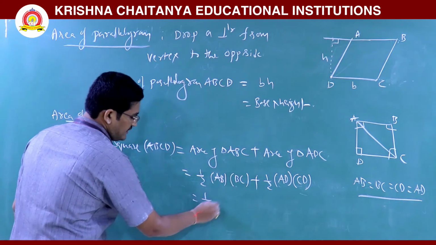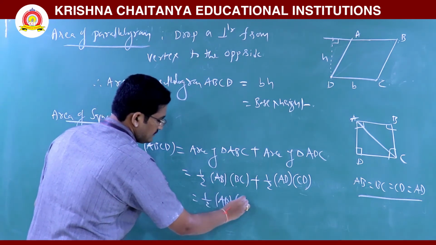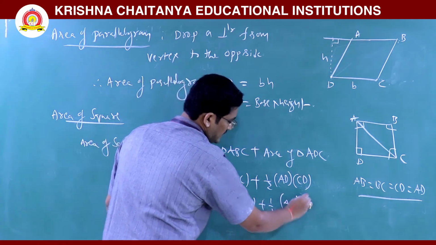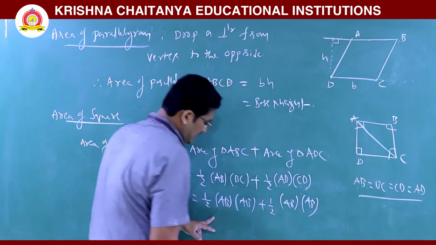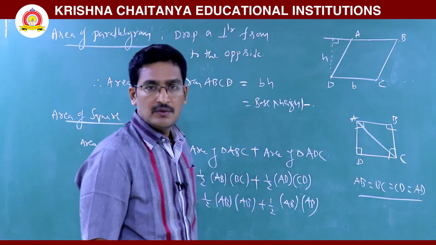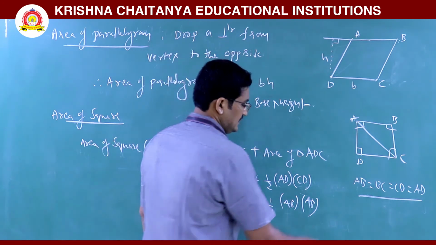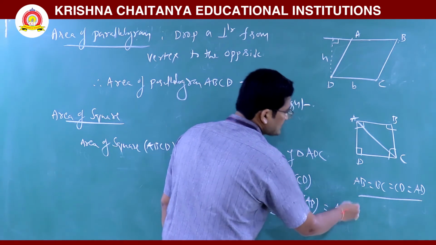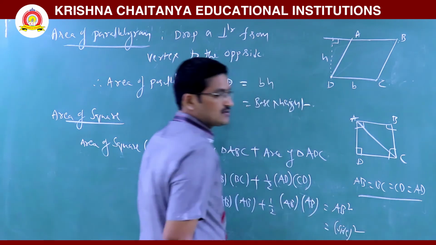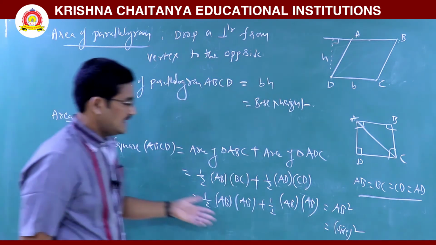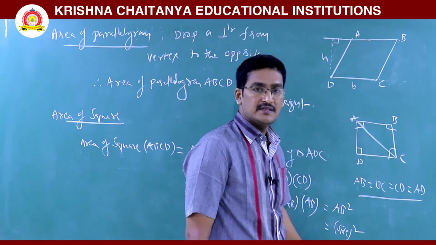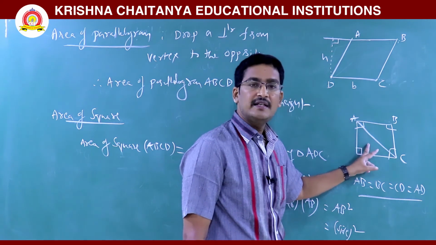So that is half into AB into AB, which is AB square by 2. The other triangle is also AB square by 2. AB square by 2 plus AB square by 2 is 2AB square by 2, and the 2 gets cancelled. Then what is the answer? AB square. AB square means side square. So what is the square area? Side square. To calculate the area of this square, use the formula side into side, and then you will get the area.